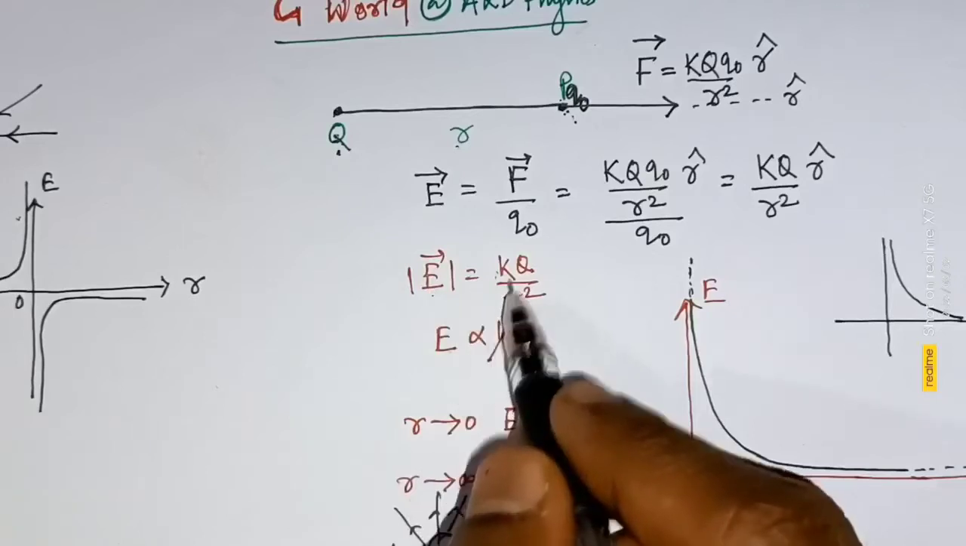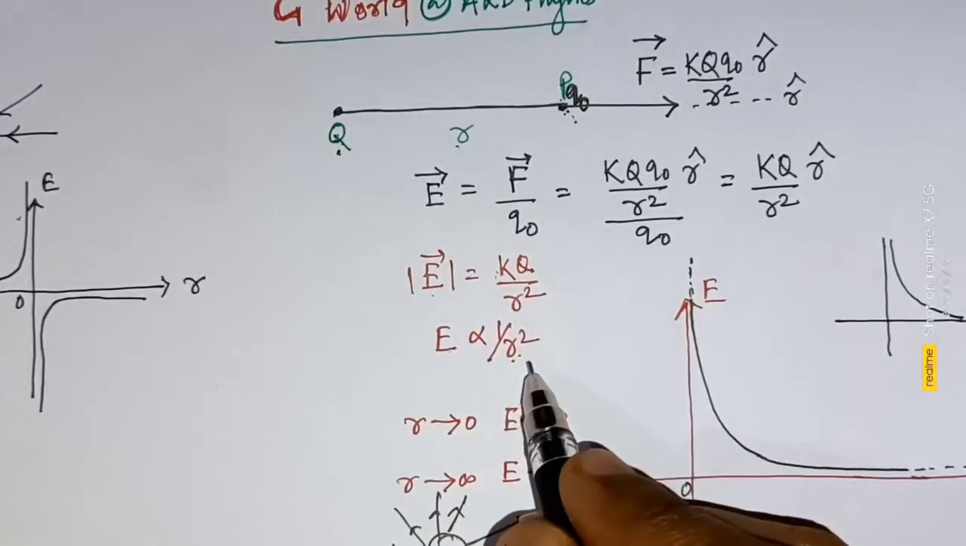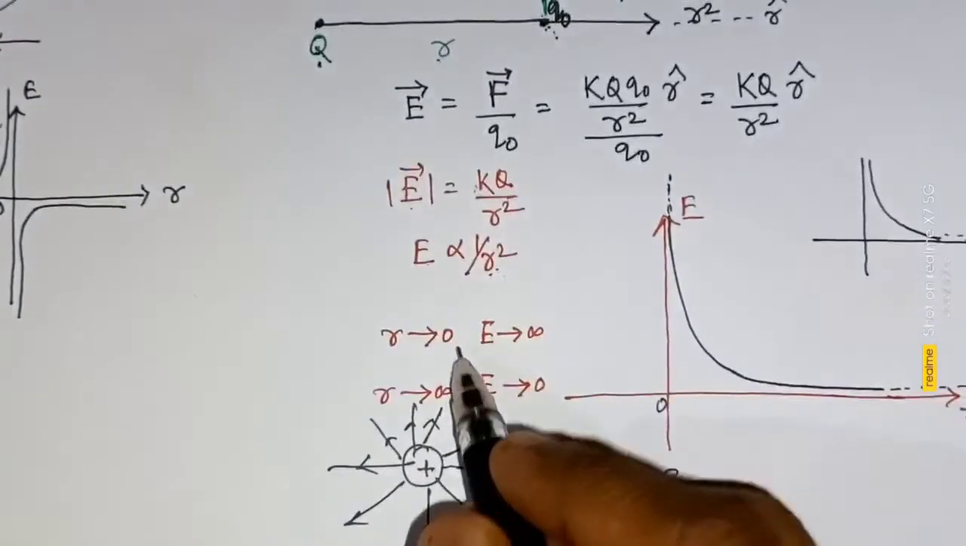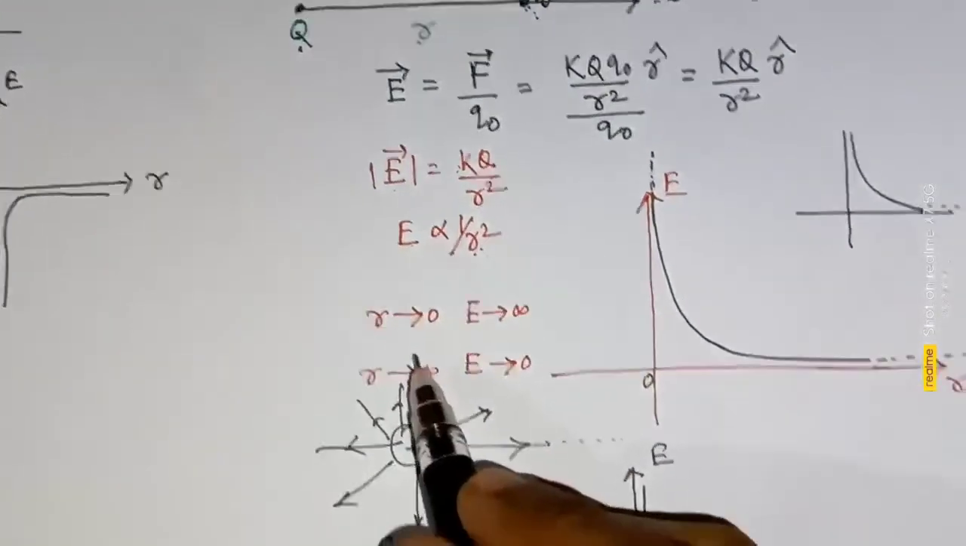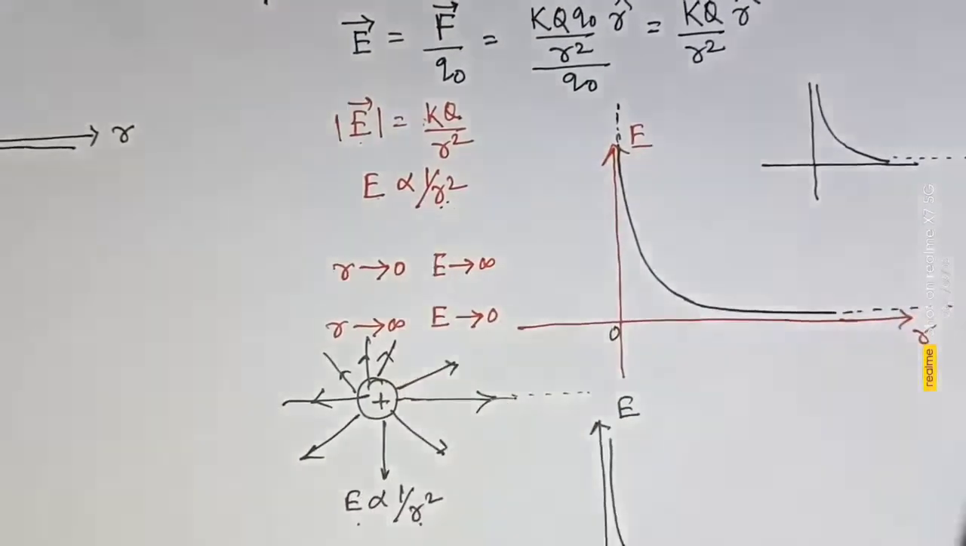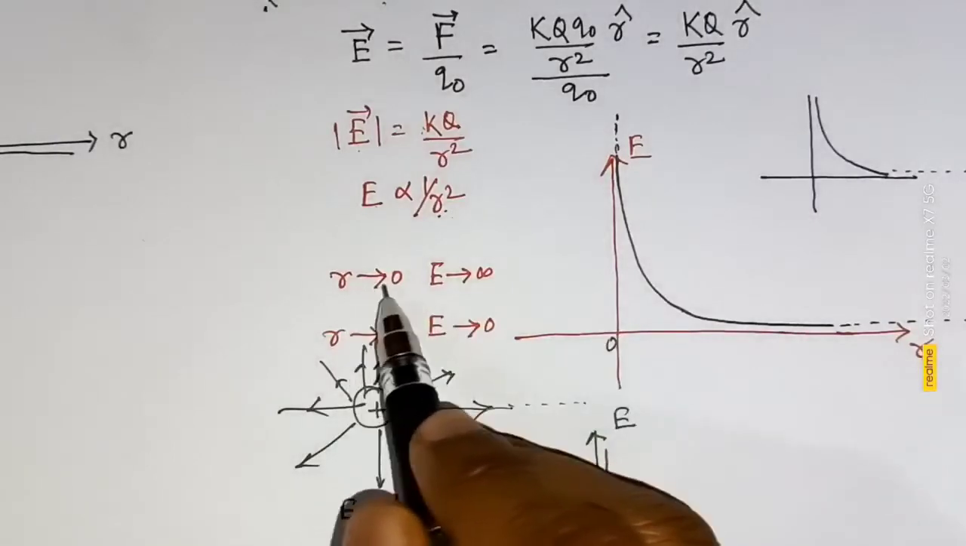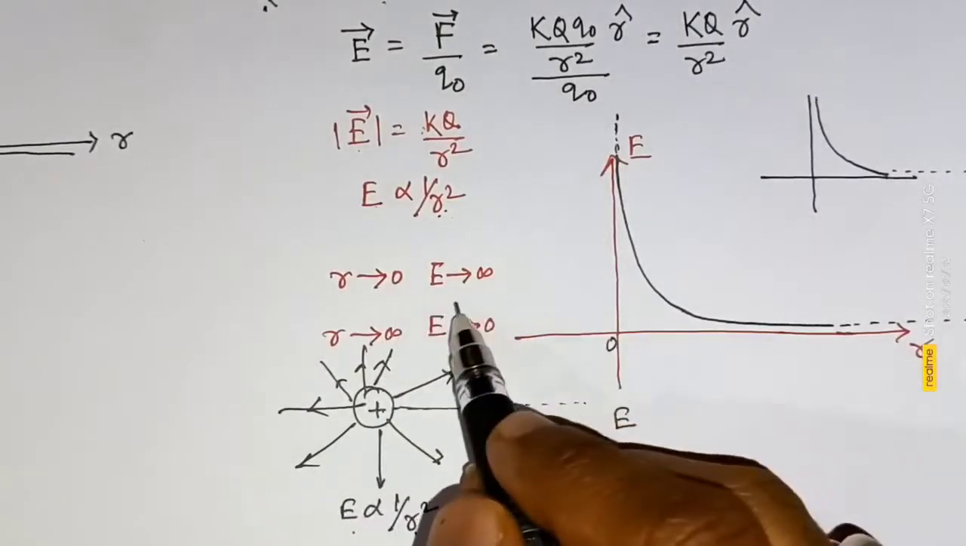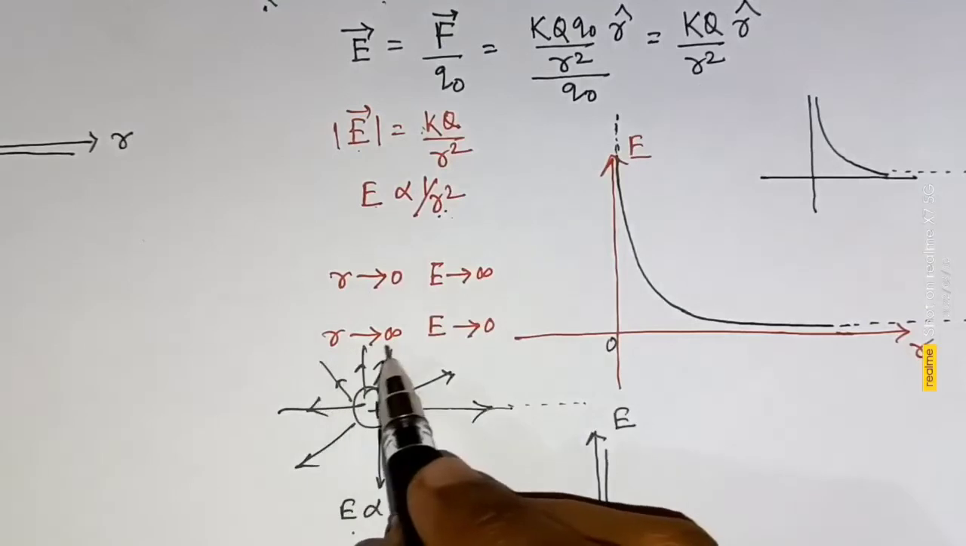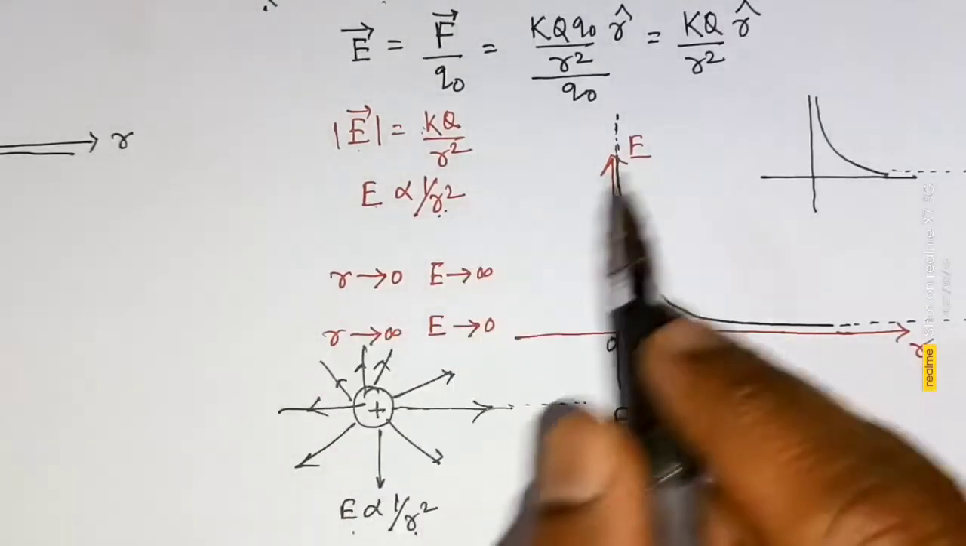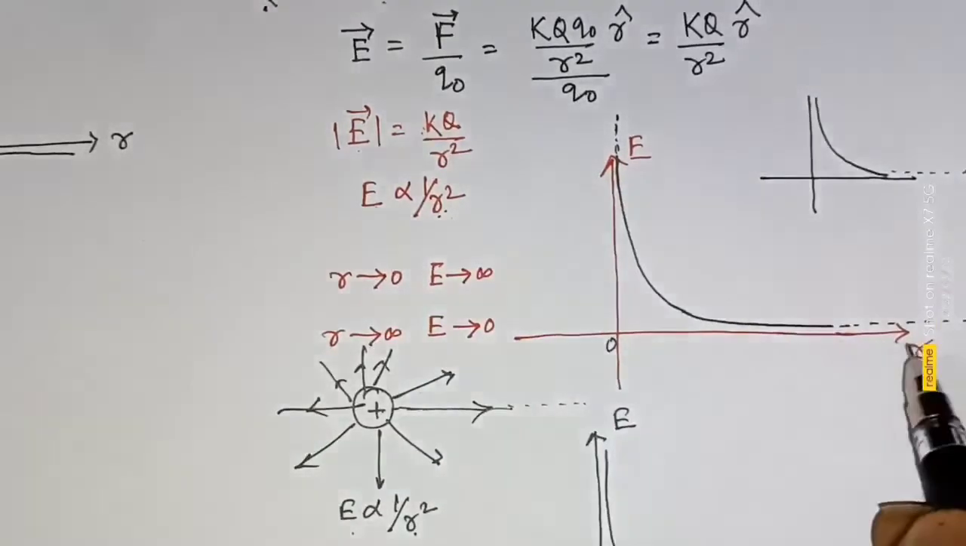Writing the magnitude form, we concluded a very important result, that E is inversely proportional to r square. Using the properties, the basic idea is that when r tends to 0, E tends to infinity. When r tends to infinity, E tends to 0. I plotted this graph, the E versus r graph.